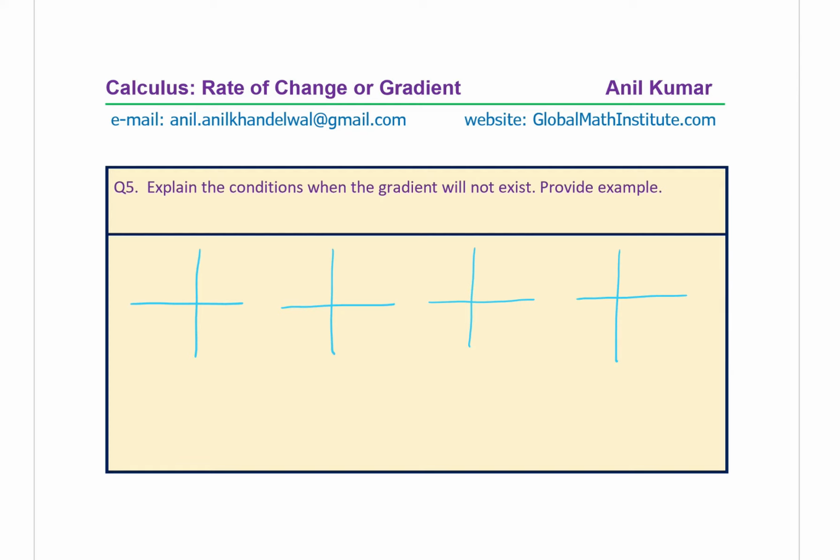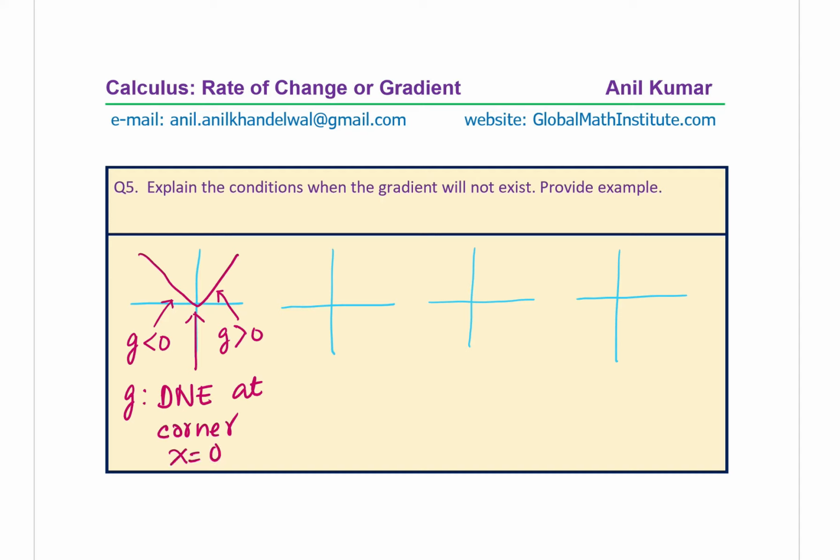Now we have seen the absolute function, for example. It looks like this, right? We have a corner here. At this corner, the gradient is not defined. If you look from the left side, the gradient g is less than 0. And at this point, the gradient g is greater than 0. So at this point it is not defined. We are not sure what it is, so we say g does not exist. We'll write DNE for does not exist at a corner, which happens to be at x equals 0 in this particular diagram.